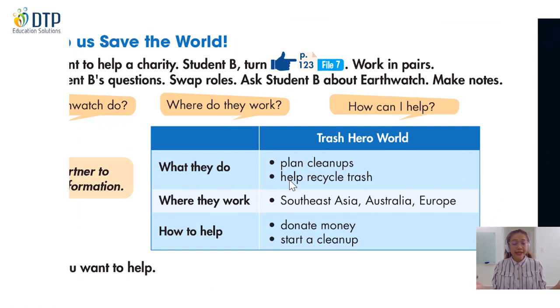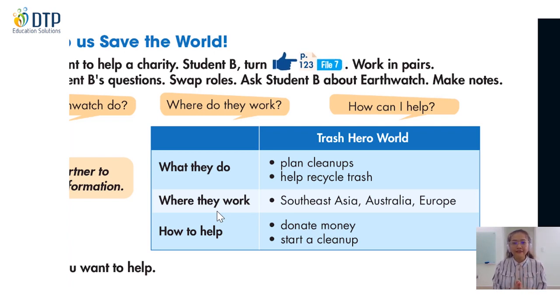Okay, so everybody, can you look at the table here? What is the charity's name? It's Just Hero World. How many kinds of information are there? There are 3, right? What they do, where they work, and how to help. And we have the information here. What they do: plant cleanups and help recycle trash. Where they work: Southeast Asia, Australia, and Europe. And how to help: donate money and start a cleanup. Now, we are going to practice the conversation based on the information given.